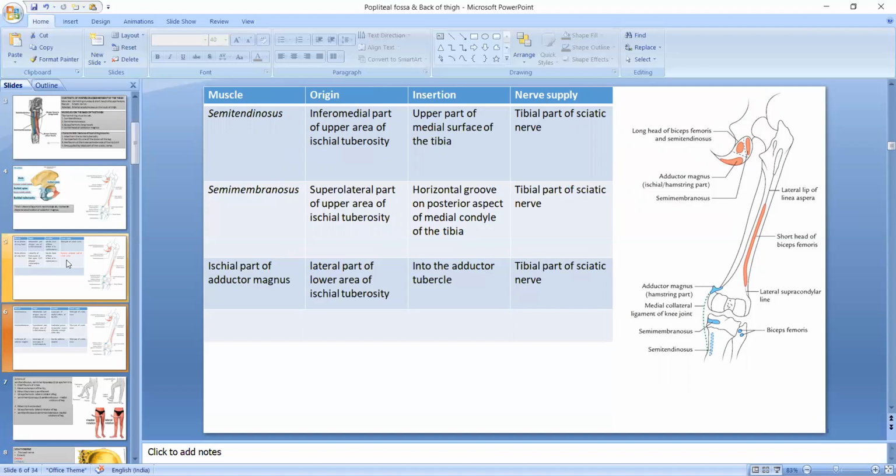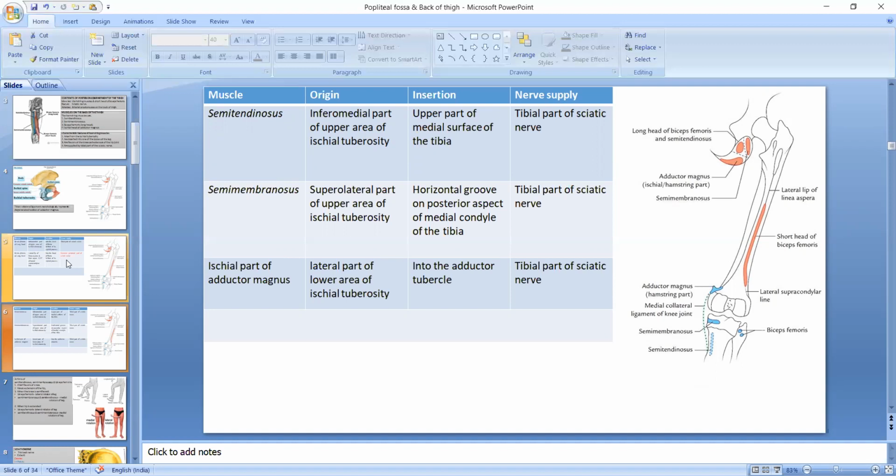And the action here: flexion of the leg at the knee joint and extension of the thigh at the hip. Medially, it rotates the thigh at the hip joint and the leg at the knee joint. And it is supplied by the tibial part of the sciatic nerve.